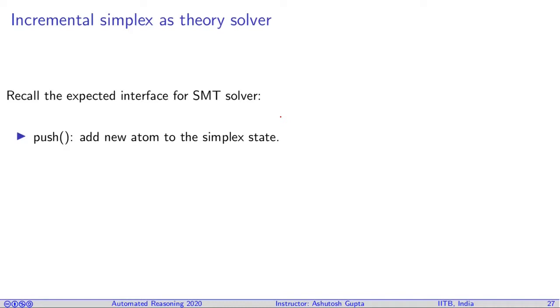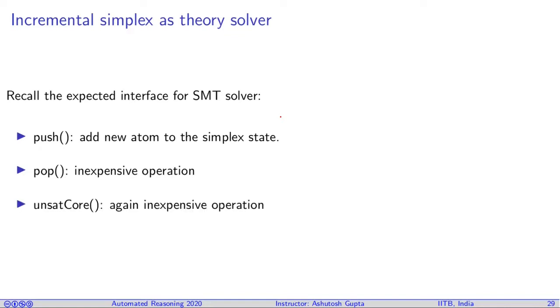So recall that we have four functions that we need to support in the service of the solver. First, push. A new atom comes, you should be able to add it to your constraint system. Pop, you should be able to remove an atom from your constraint system, and you should be able to report the unsat core. So we will see how the simplex can be used to implement all these three functions.